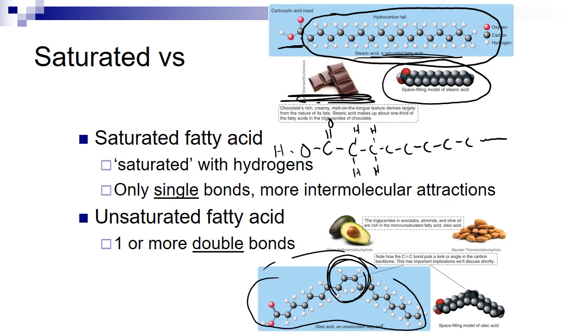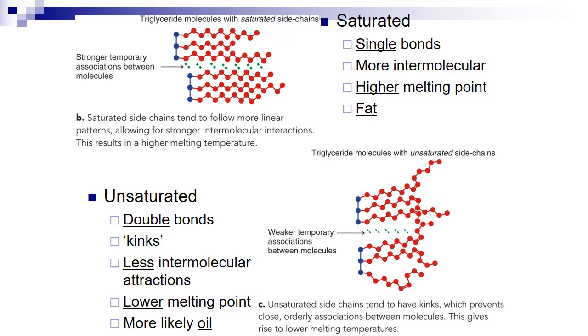But the thing to recognize right now is that in an unsaturated fatty acid, there is a kink because of that double bond. And that's going to affect how well they can stack together. So how does that saturated or unsaturated affect how those different molecules are going to stack together?